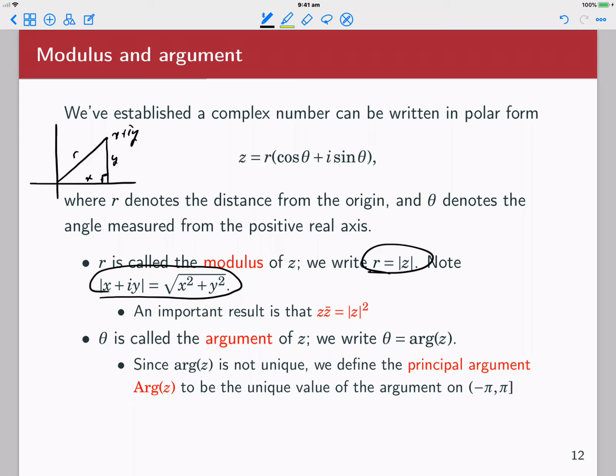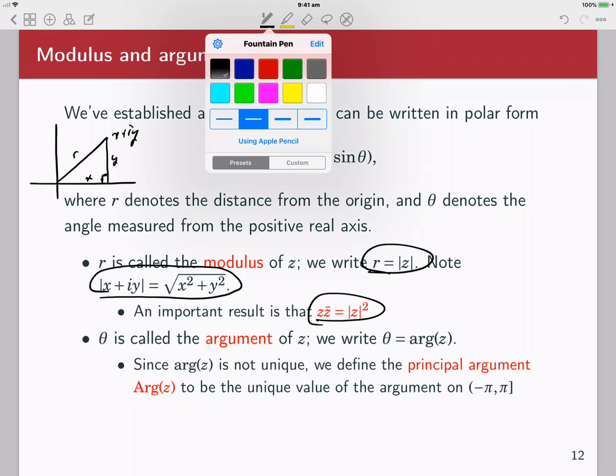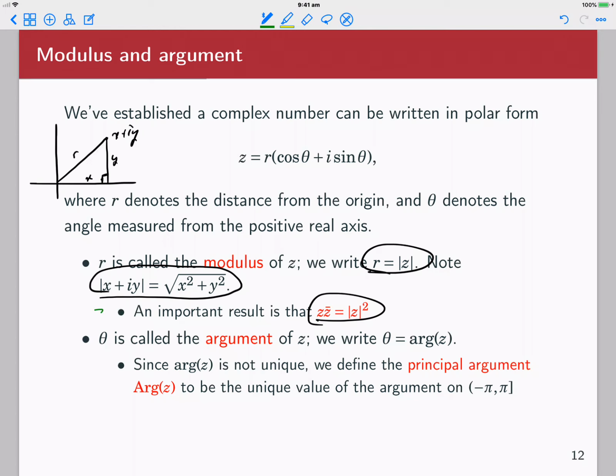Now an important result to know, which I think you'll use quite a bit, is this one here. When you take a complex number and you multiply it by its conjugate, you actually get the modulus squared. And it's easy to see why this is true. So let me just quickly show it to you.